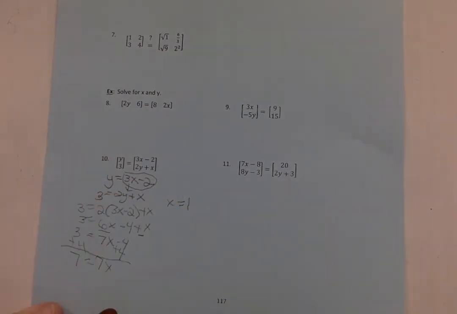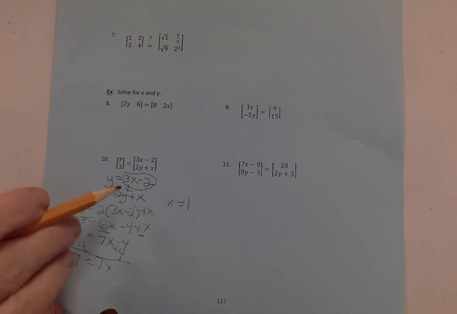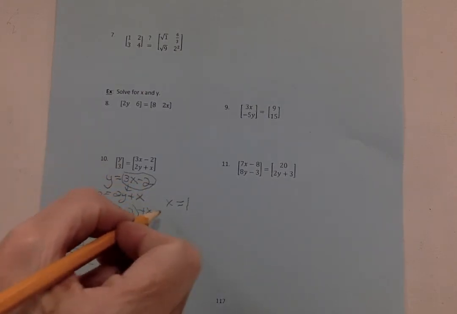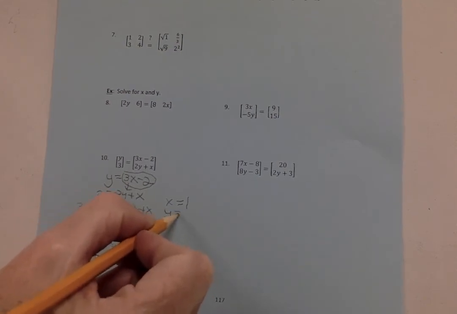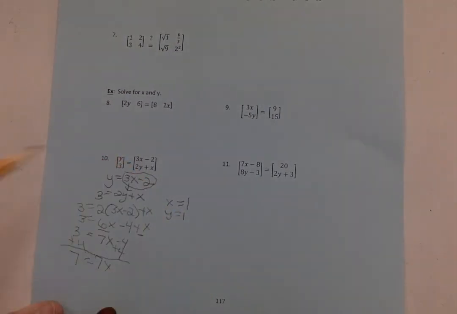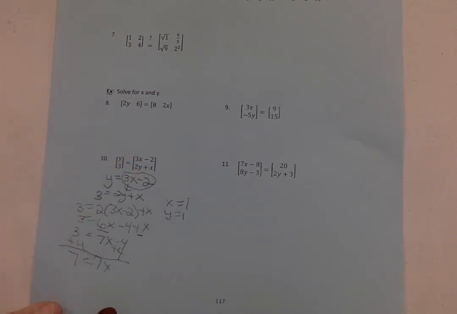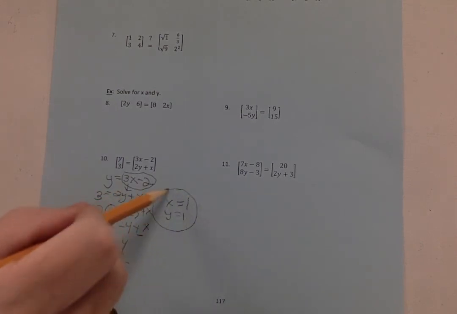Now we can plug that back in. If x equals 1, what is y? 3 times x, 3 minus 2, y is also 1. Then we can double check it and see if it makes that true. Does 1 equal 3 minus 2? Yes. Does 3 equal 2 times 1 plus 1? Yes. So there we have our answer.